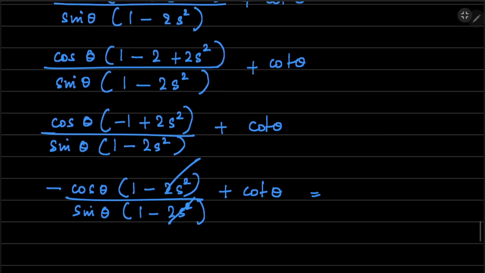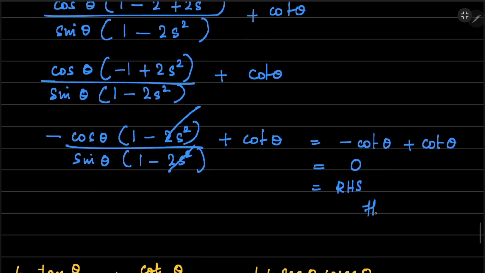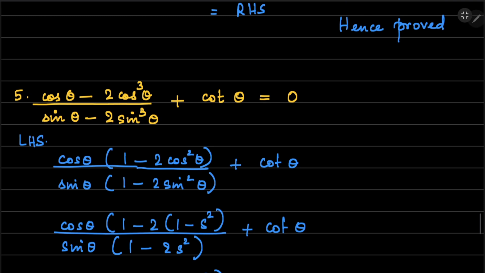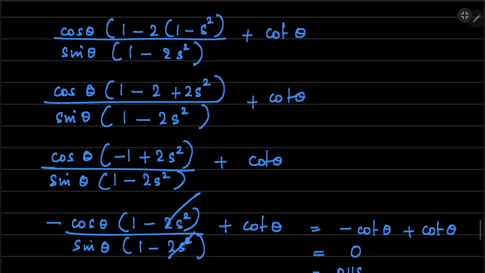So what is it? What is minus cos by sin? It is minus cot theta plus cot theta. So it gets cancelled. It's equal to 0, which is your RHS. Hence proved. Okay. Very easy question. Just try it once. Right.